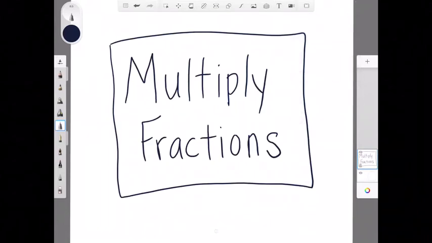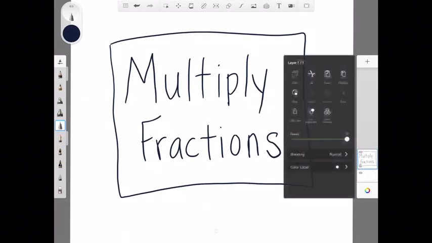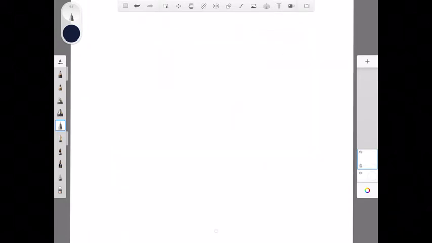Today we are going to learn how to multiply fractions. Okay, we're going to start with just doing some examples. Let's start with 5/8 times 2/10.